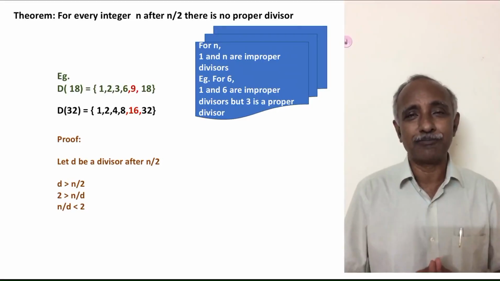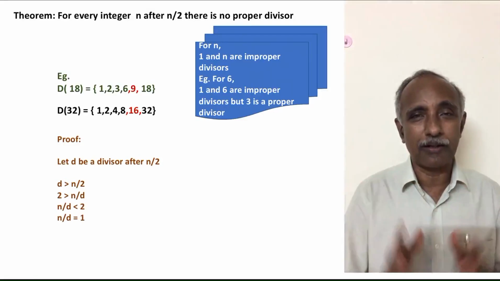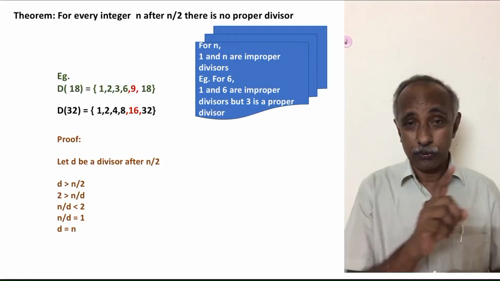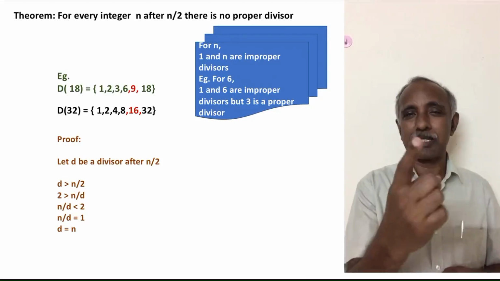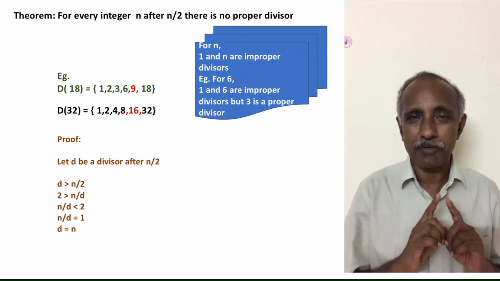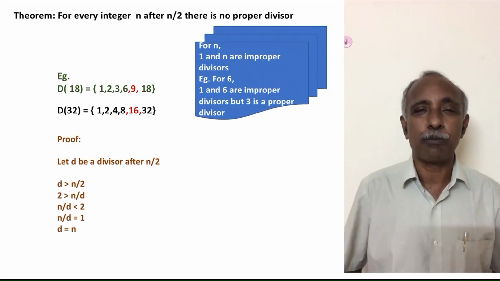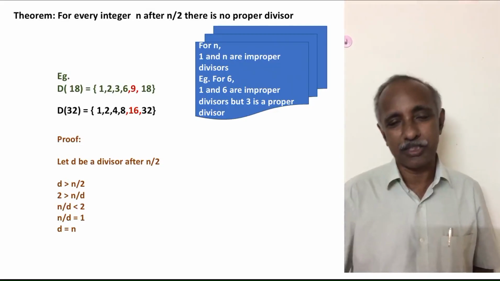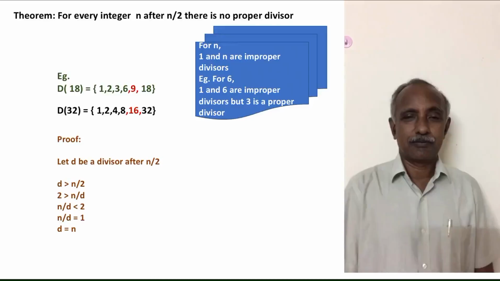So what should it be? It is nothing but 1. So n by d equal to 1, so d equal to n. So we have taken a divisor which is greater than n by 2 and we have proved that it is nothing but n. So after n by 2, there is no proper divisor. So you can go up to n by 2. That is the mathematical justification in this case.